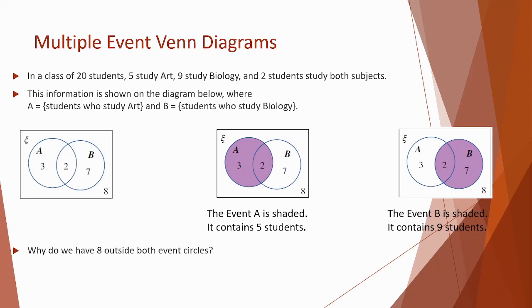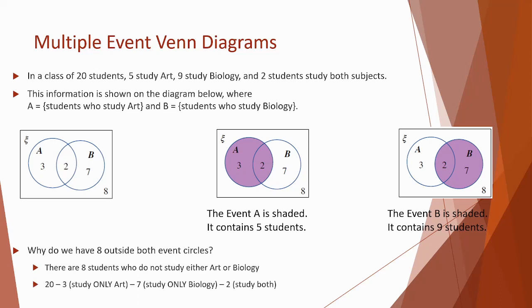And that 8 are the 8 students who don't study art or biology. The way we got that was we started with our 20 students. We subtracted the 3 for only art, the 7 for only biology, and the 2 that studied both. And that gave us 8 students remaining. So those were the 8 students that didn't study either of those 2 subjects.